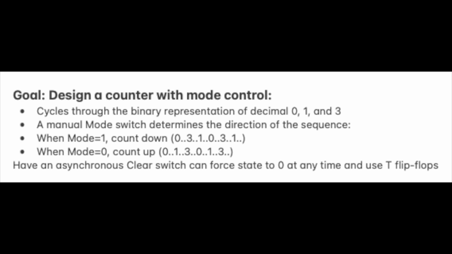Our goal is to design a counter with mode control. It will cycle through the binary representation of decimal 0, 1, and 3. A manual mode switch will determine the direction of the sequence. When the mode is set to 1, it will count down, so 0, 3, 1, 0, 3, 1. When the mode is 0, it will count up, so 0, 1, 3, 0, 1, 3.